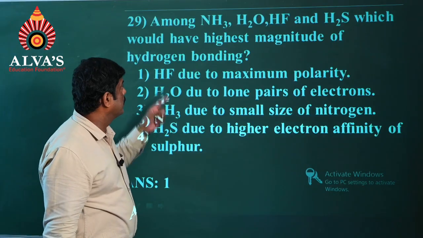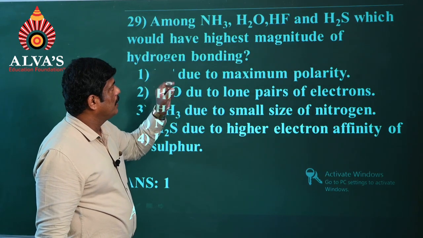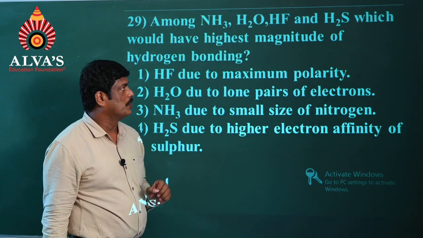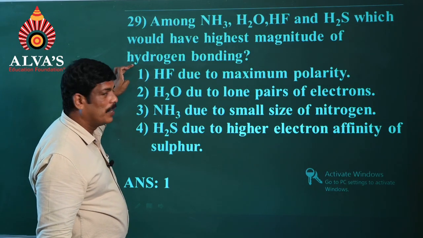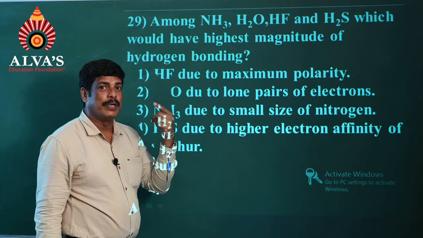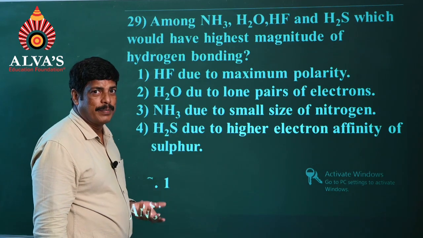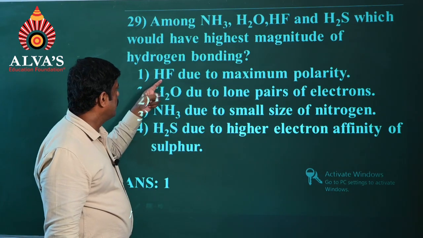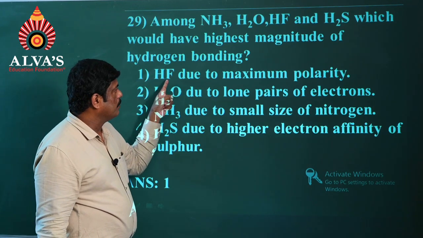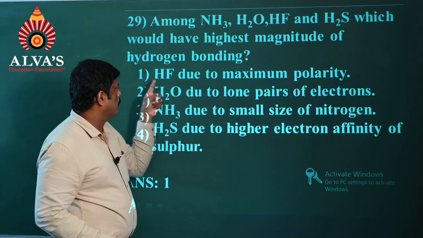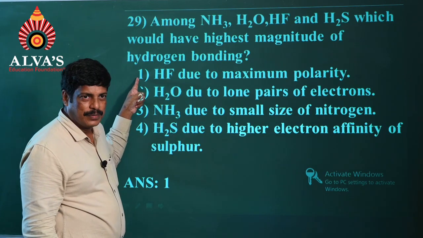Now let's go for the 29th question. Among NH3, H2O, HF and H2S, which would have the highest magnitude of hydrogen bonding? Hydrogen bonding depends on electronegativity. So the highest electronegativity is exhibited by fluorine. Hence hydrogen fluoride can make the strong hydrogen bond. Hence the option must be the first option.